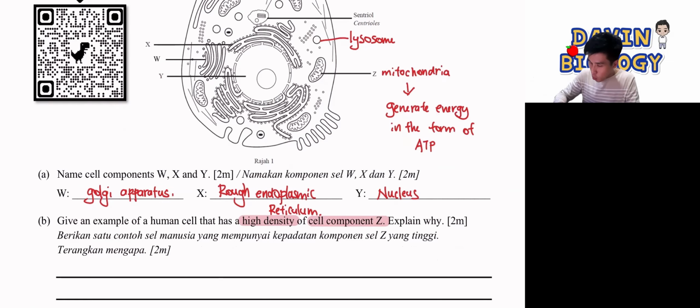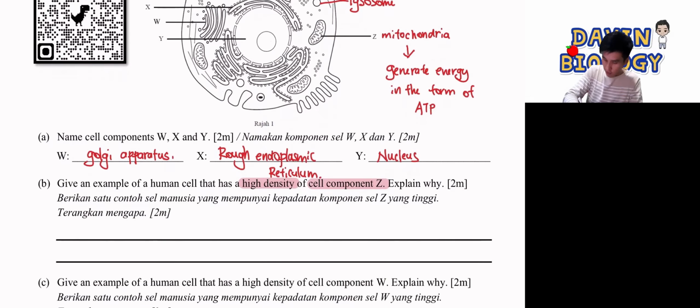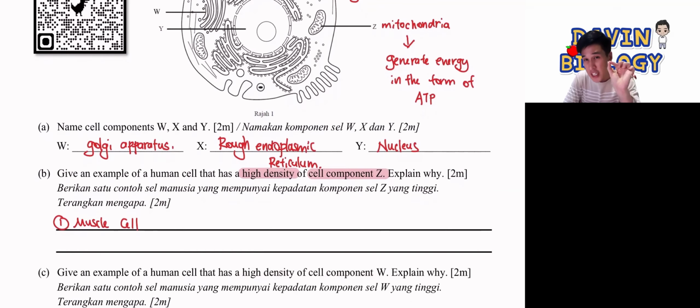So same, what cells need a lot of energy? Okay, I saw a lot of you already spam me the answer. Very good. The most common one is basically muscle cell. Sperm cell also can. Okay, but let's say if you say sperm cell, how to explain?